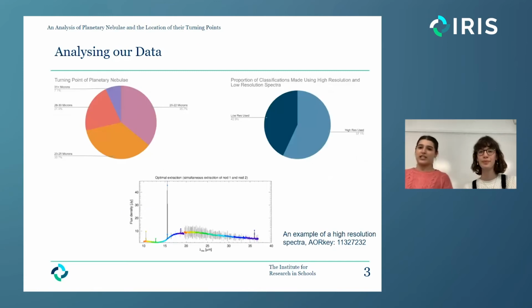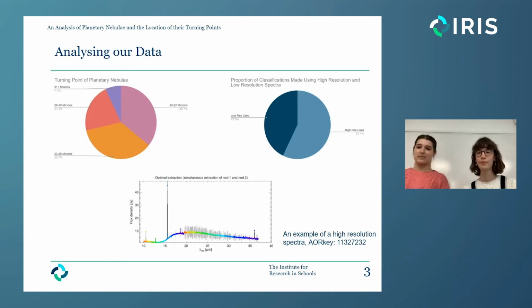We classified 14 planetary nebulae, which we understand is a small data set. Had we had more time, we would have classified more, and therefore this would have increased our accuracy. As you can see from the pie chart on the right-hand side, more than 50% of the classifications we made were using the high-resolution spectra.